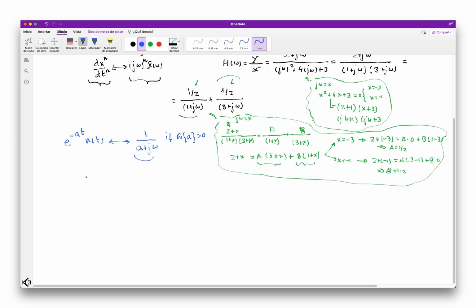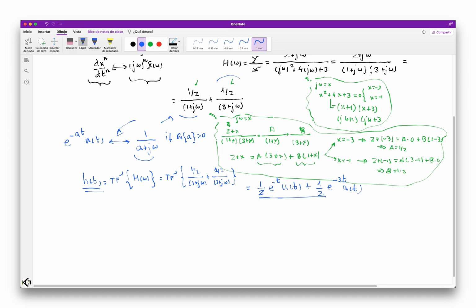Okay, so in this case, as you can see, we have two terms which really look like this. So it's immediate to get h of t, which again is just doing the inverse Fourier transform of h of omega, which is what we have over here. So it will be the inverse Fourier transform of 1 divided by 2 times 1 plus j omega, plus 1 divided by 2 times 3 plus j omega. And again, applying this transform pair, the first term will be 1 divided by 2, e to the minus t, u of t, and the second term will also be 1 divided by 2, but in this case e to the minus 3t, u of t. Okay, so this is the impulse response of the system defined by this differential equation.